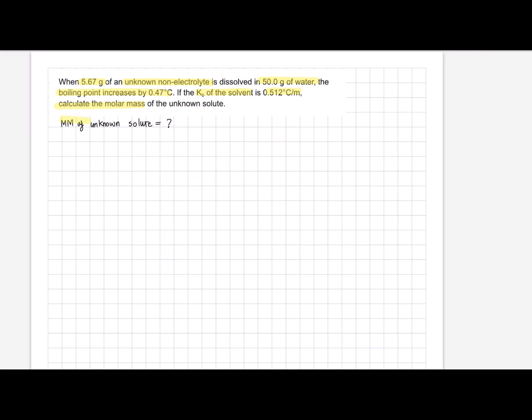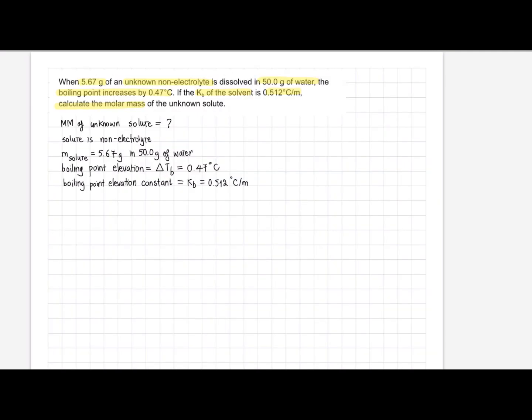We know we need to find the molar mass of the unknown solute. We know that the solute is a non-electrolyte, and that the solution is made by mixing 5.67 grams of the solute in 50 grams of water. We also know that the boiling point elevation, delta Tb, is 0.47 degrees Celsius. Lastly, we know the boiling point elevation constant, Kb, is 0.512 degrees Celsius per mole.